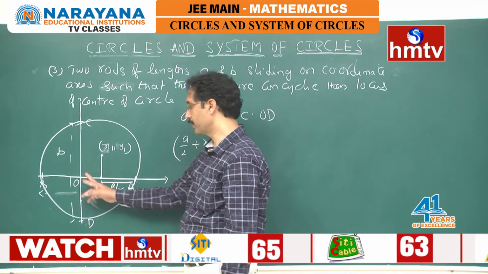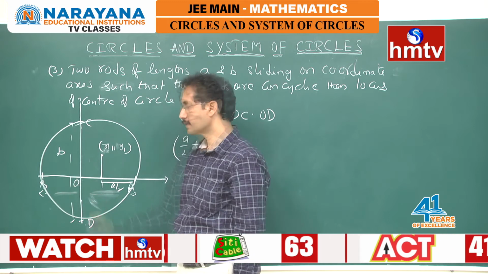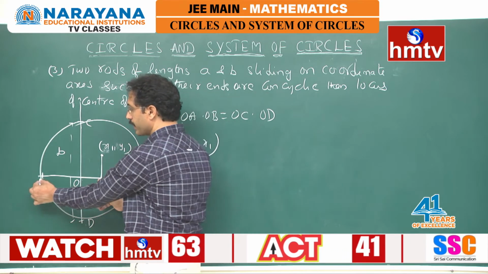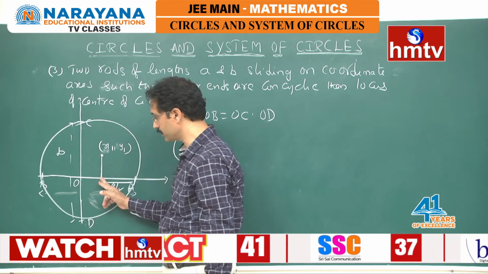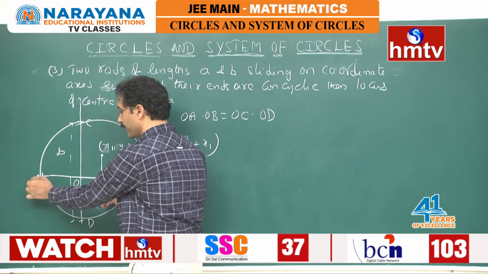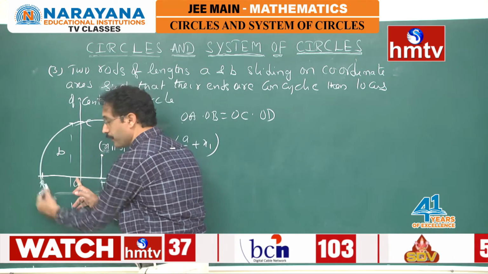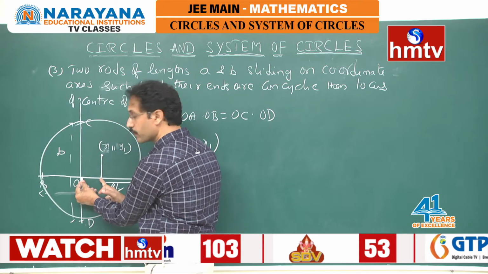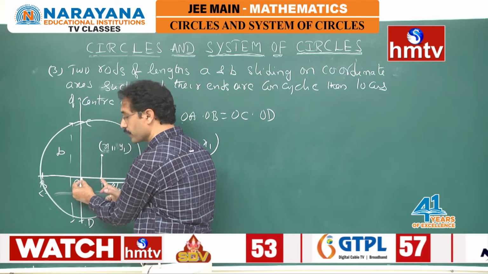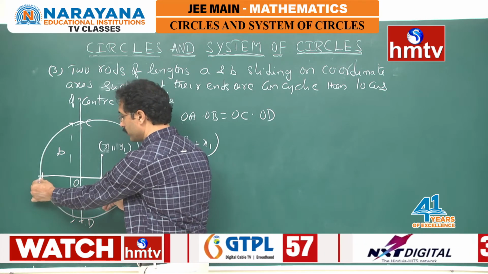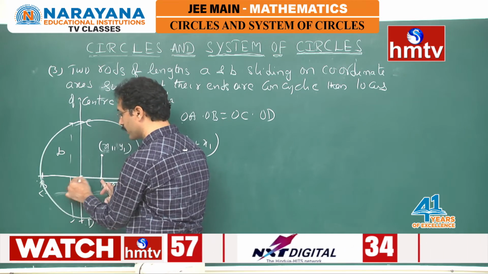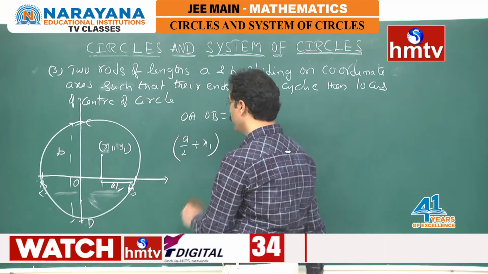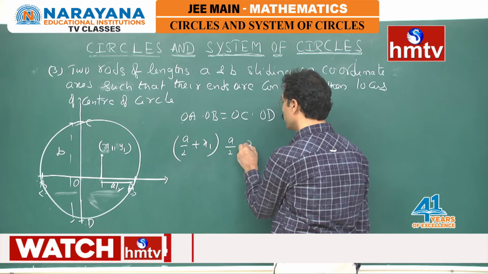Next, OB length. This is OB. Here see, we know from here to here is a by 2. Why? Because this point bisects, so this is a by 2. Now, we require this OB. a by 2 minus x1 if I write. Why? Because it is already x1, we know. a by 2 is the whole length minus x1 if I write. So, OB can be written as a by 2 minus x1.